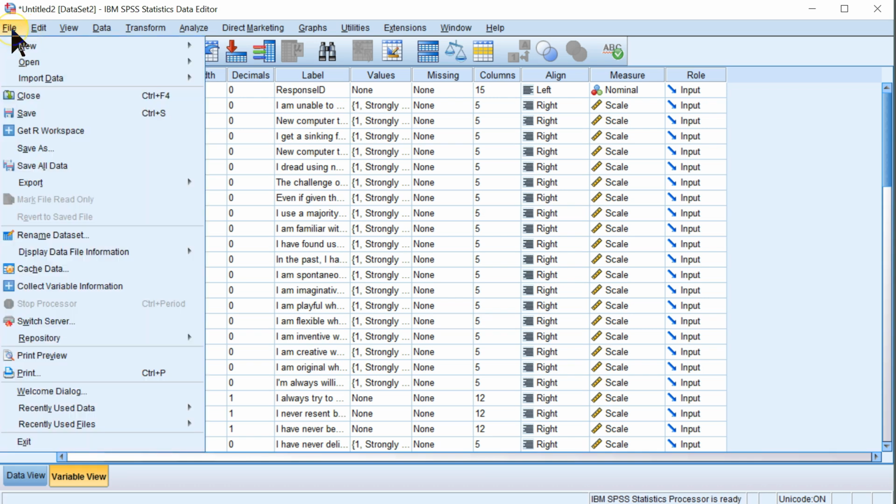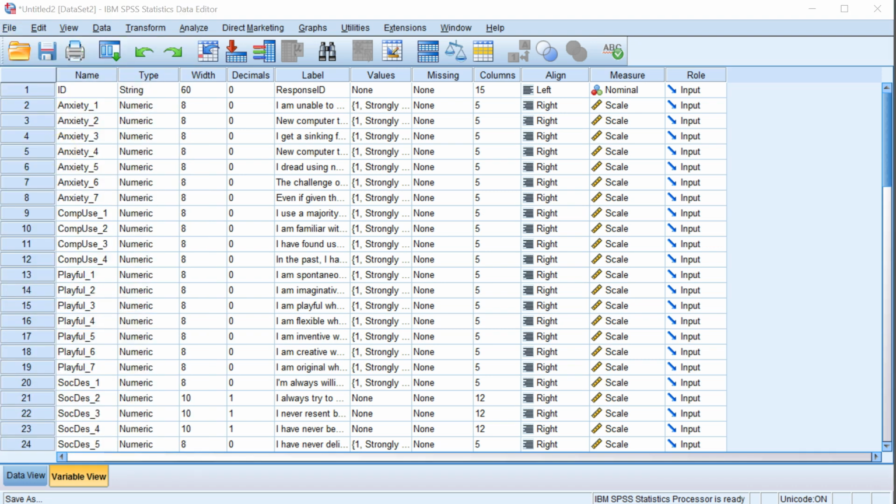I'm going to file save as so I don't break things. Let's see, save as. And I'll just save it here. You can't see it right now, but that's okay. SEM speed run. Trimmed. Okay. All right, I've saved it. Just trust me. Here we go.